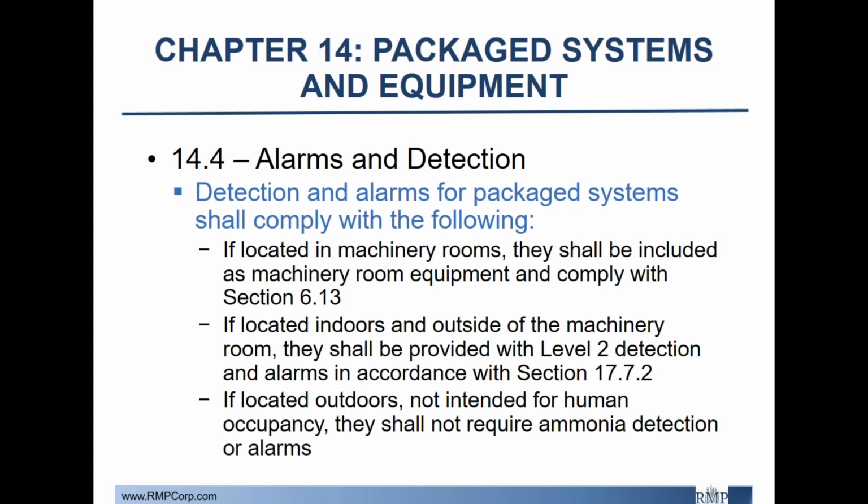If they are located indoors and outside the machinery room, they shall be provided with level 2 detection and alarms in accordance with section 17.7.2, which is covered in chapter 17, ammonia detection and alarms, and will be discussed in more detail in the next IIAR segment. If the equipment is located outdoors and not intended for human occupancy, it will not require any ammonia detection or alarms.